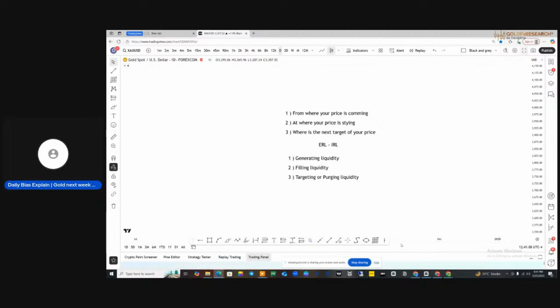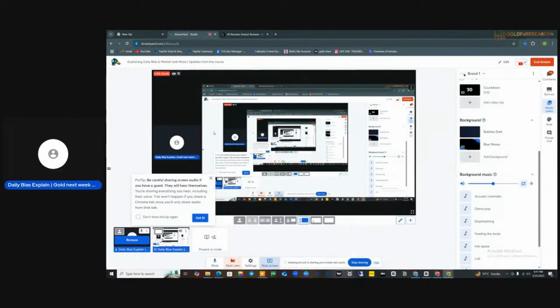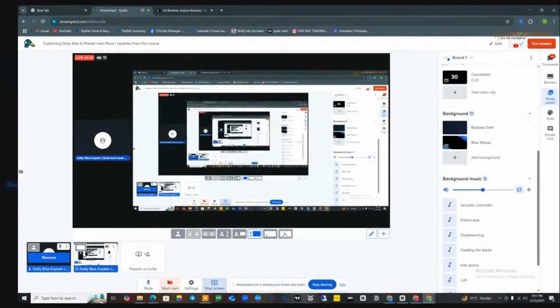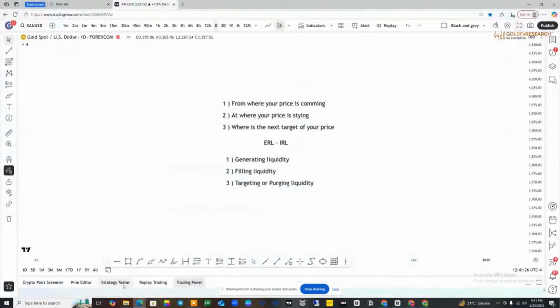Muhammad Adil, IRL is filling liquidity, correct. And which one is generating liquidity? ERL is also generating liquidity. All right. This one goes towards liquidity. Okay, well, let me cycle through all the things. By cycling through, I mean I'll show you how.